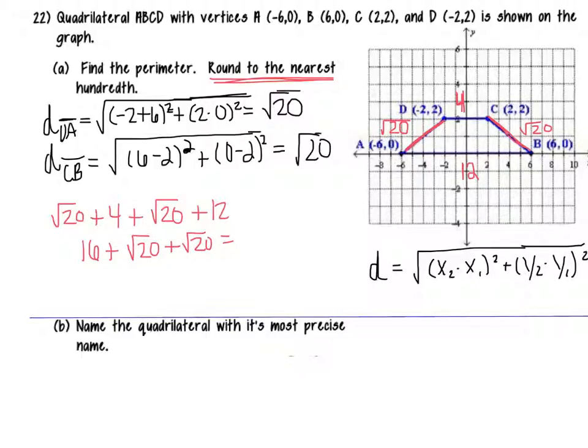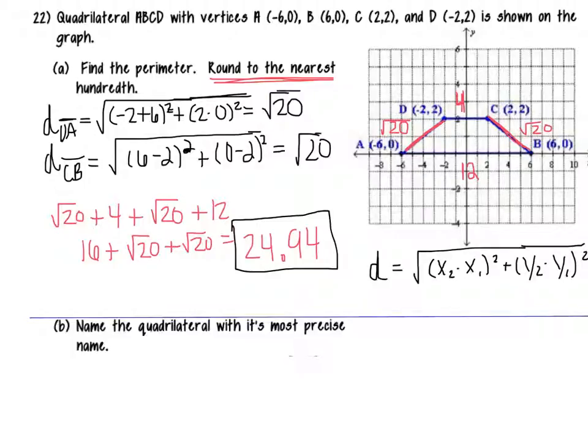24.94427191. But when it tells me to round to the nearest hundredth, I know that it's wanting 2 decimal places. So my answer is going to be 24.94. It didn't give me any units, so I don't have to worry about giving any units.